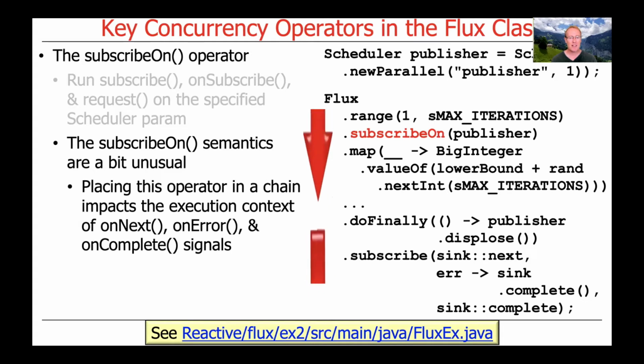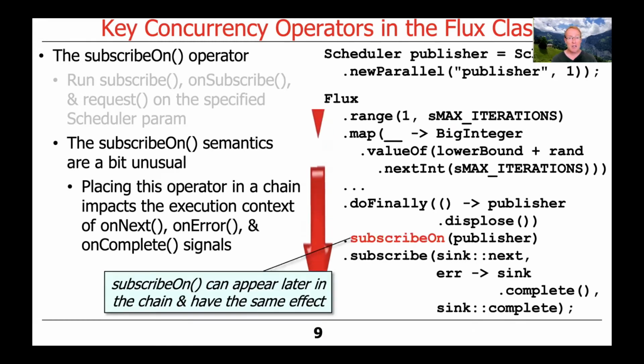And what that means here is that the range operator and then all the subsequent operators, map, doFinally, subscribe, and so on, will all run in the context of that publisher thread. They'll all run in the background thread. Interestingly enough, we can put the subscribeOn method pretty much anywhere in this chain, and we'll have the same semantics and the same effects.